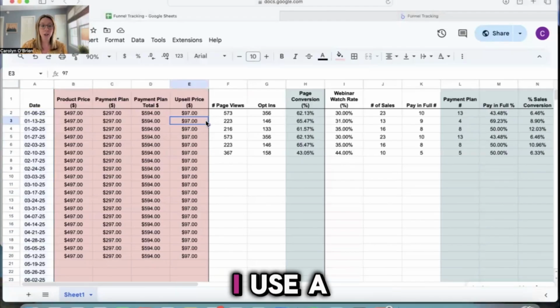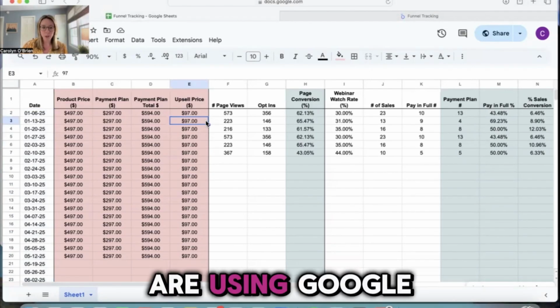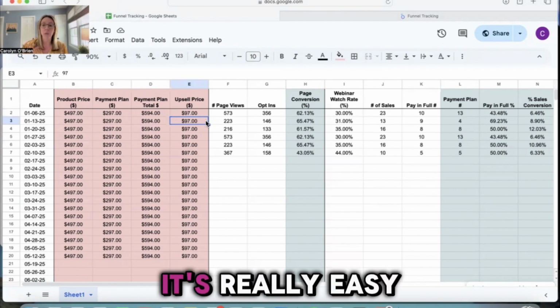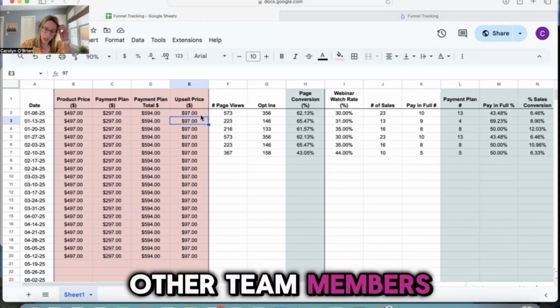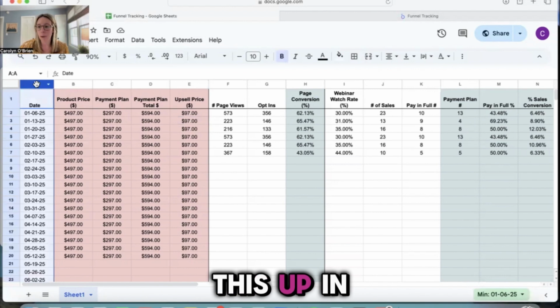So what tool do I use? I use a Google Sheet. Most people already are using Google Sheets. People know how to access it. It's really easy to collaborate with other team members. So I am going to set this up in a really simple way.